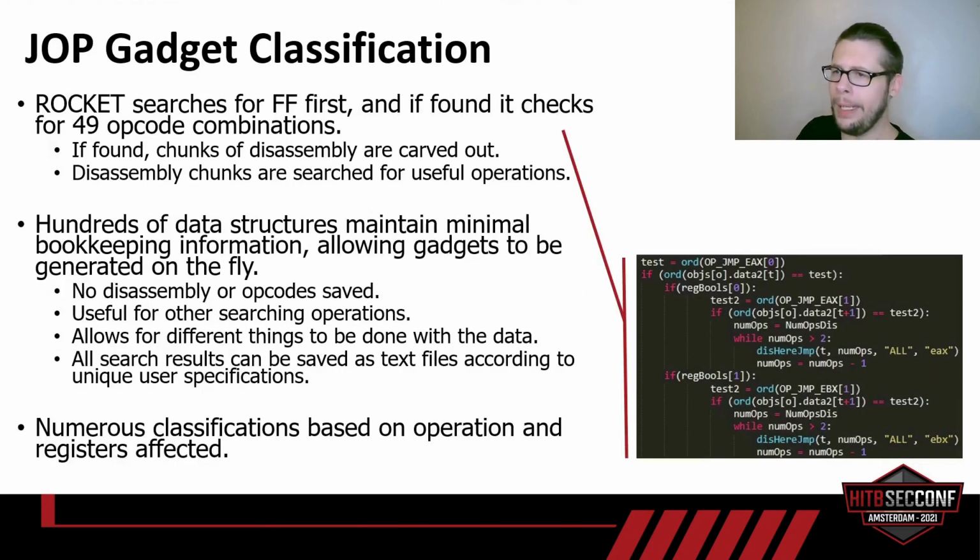Once we find an opcode like FF, we then search for what else it could lead to. If we find that, then we perform classification, classifying them into different categories based on operation and register affected. All of this happens simultaneously. We've optimized it so it's very fast. It's not an extremely slow process.